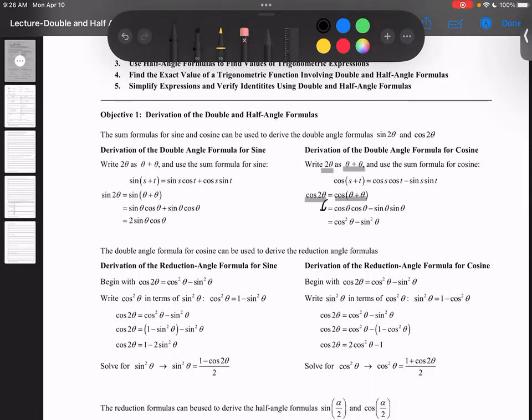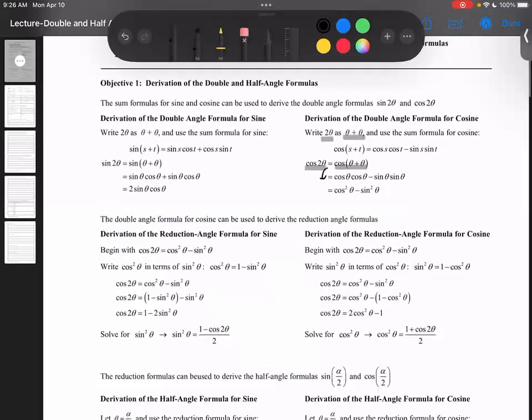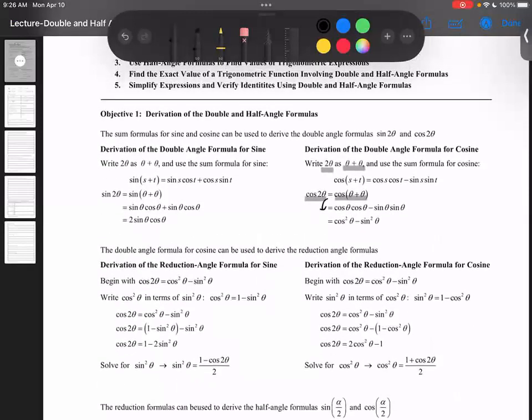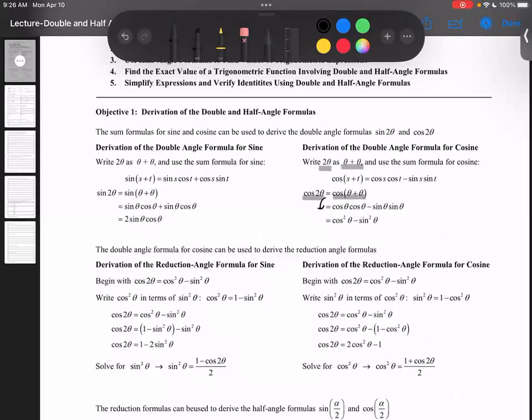theta, minus sine squared theta. That's it. So in trigonometry, usually they have like two formulas at best, and from there they derive a bunch of other formulas, right? So if you forgot, you can always derive it. So that is the double angle formula for cosine. For sine, you can read it yourself, it's the same thing.